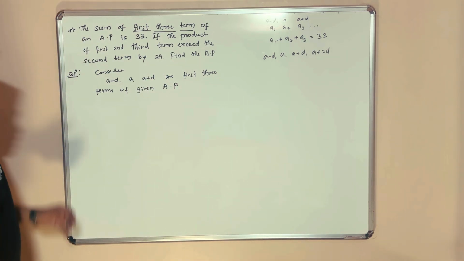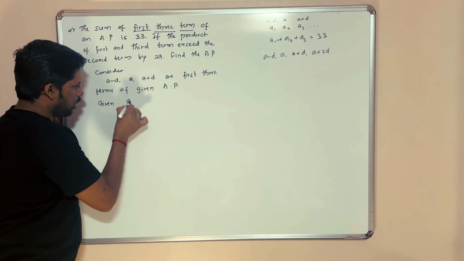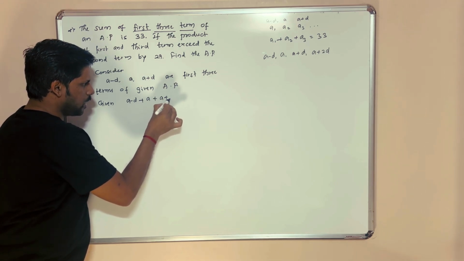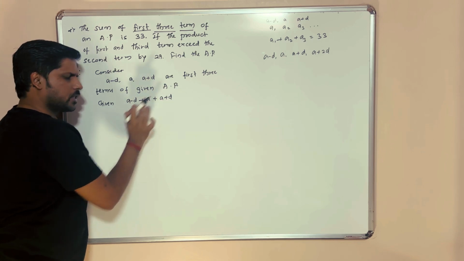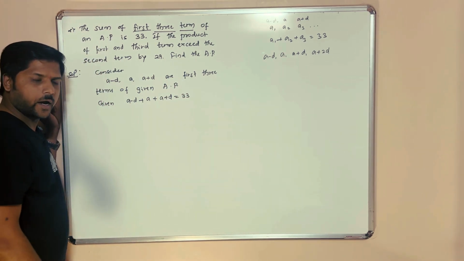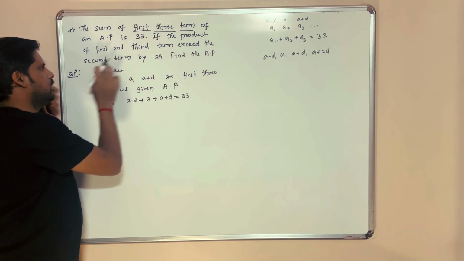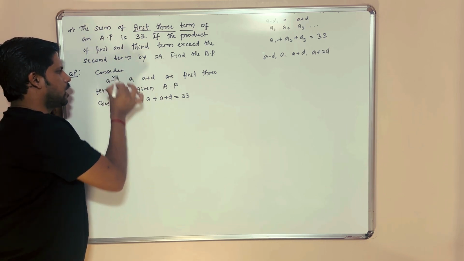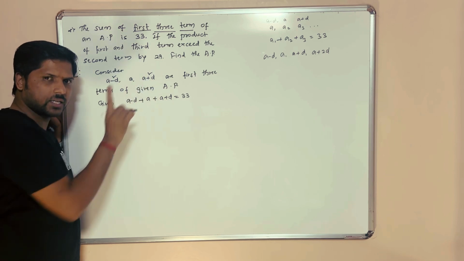So what is the condition here? Given that A minus D plus A plus A plus D, because the sum of first 3 terms is equal to 33. And also given, the second point, the product of first and third term exceeds the second term by 29. First and third term: A minus D is the first term, A plus D is the third term.